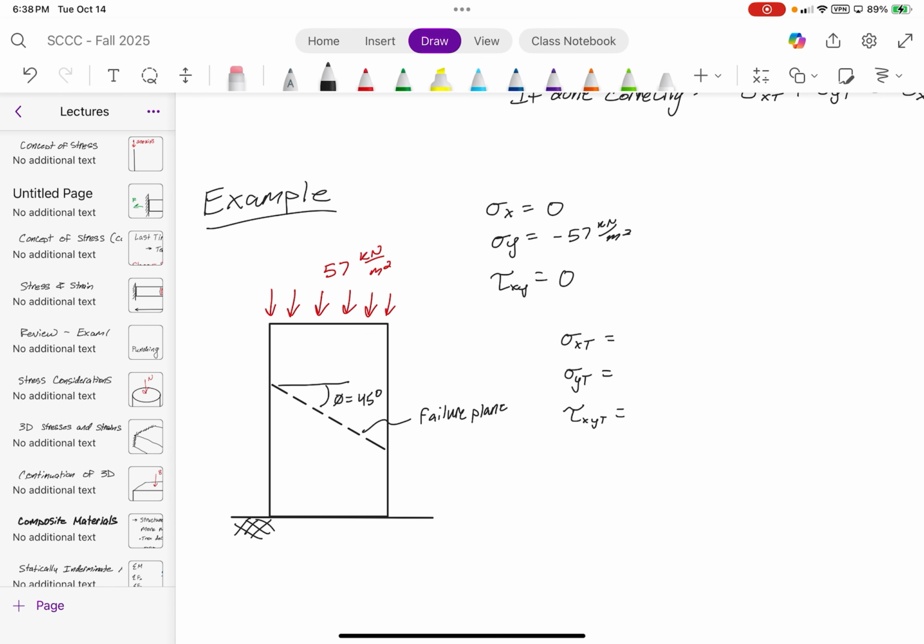All right, so we're just really quickly using the transformed stress equations. Just plug and chug and let me know what you get.